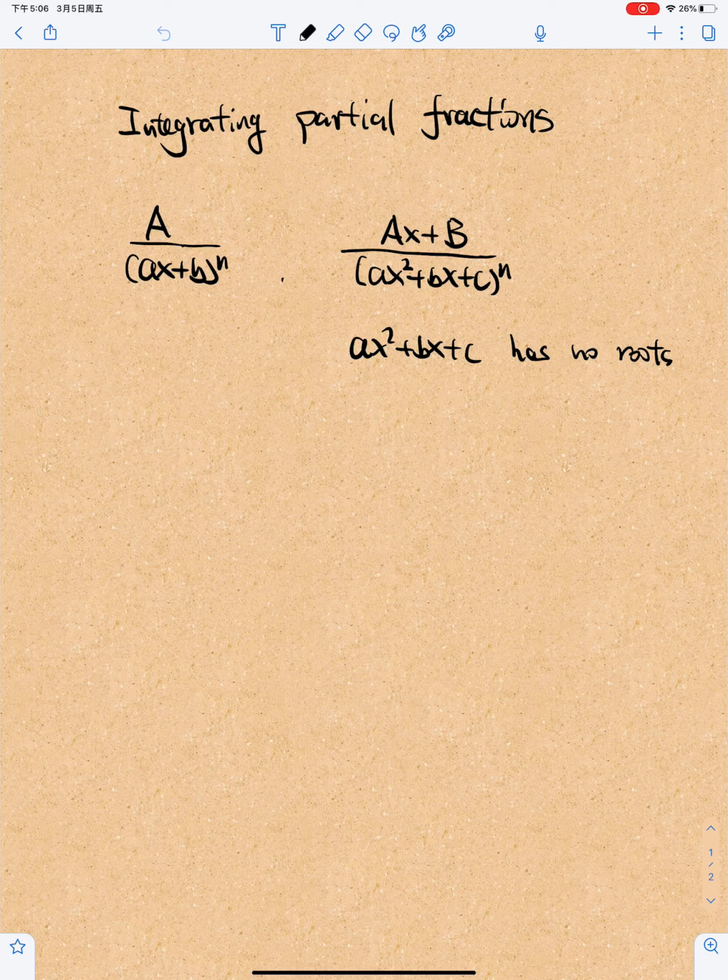For the first type of elementary rational functions, the integration is actually pretty easy, and I'm going to leave this as an exercise for you guys. Find the antiderivative of a over (ax plus b) to the nth power. What about the second type here?